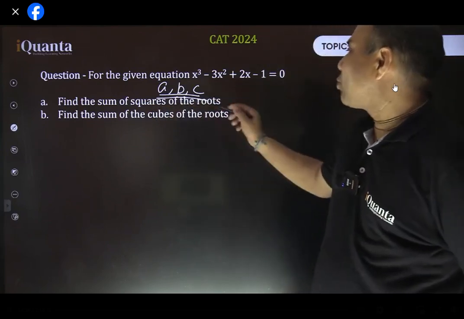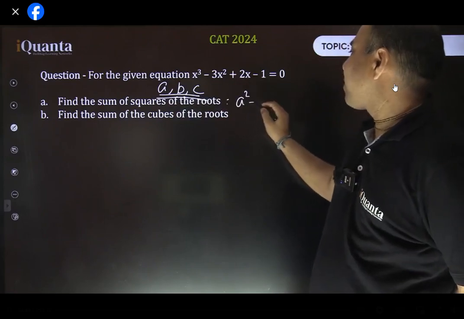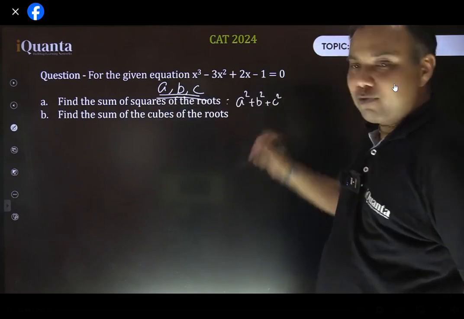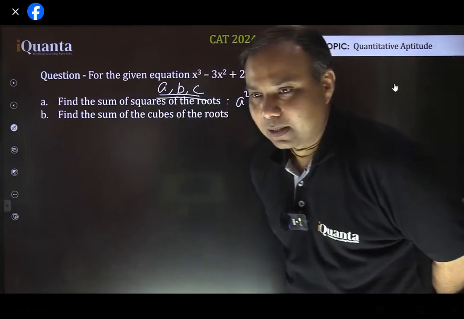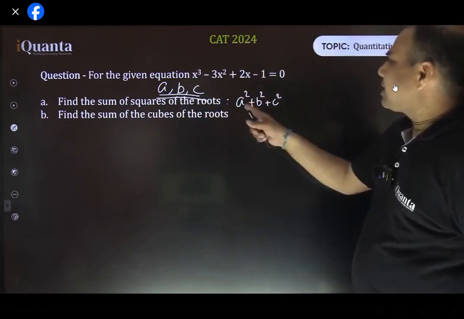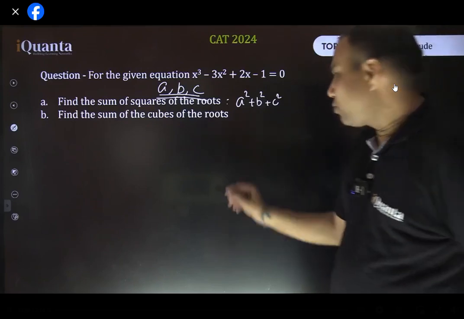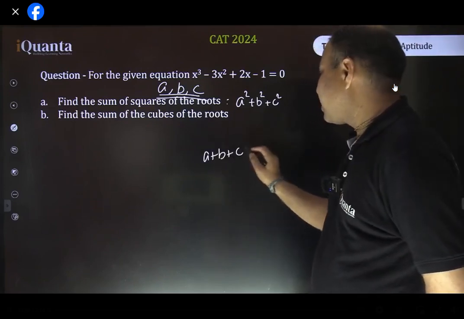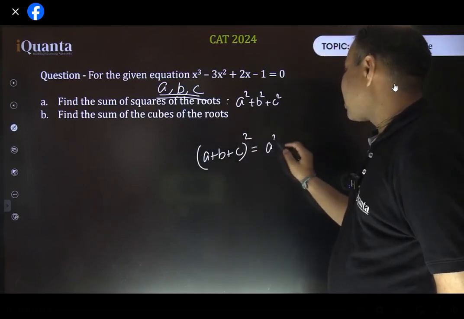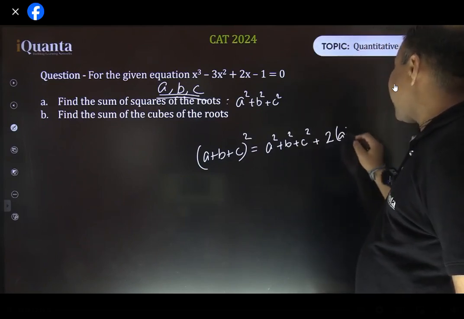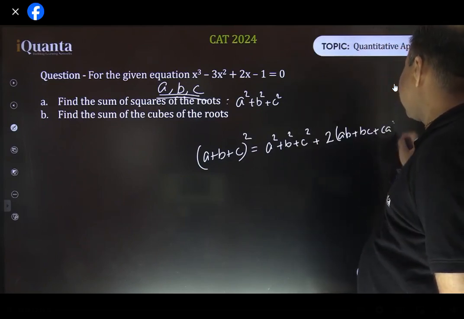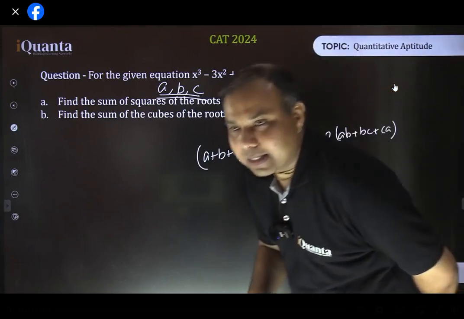Sum of squares of the roots. That means we want to find out a square plus b square plus c square here, right? That's what we want to find out, if a, b, c are the roots. Using identity, exactly. Thank you, Tathagat. So we need to use the identity. Do you know what is the identity for a square plus b square plus c square? Yes, we can use a plus b plus c whole square. It is equal to a square plus b square plus c square plus twice of ab plus bc plus ca. That's one of the identities, right? Yes, exactly.